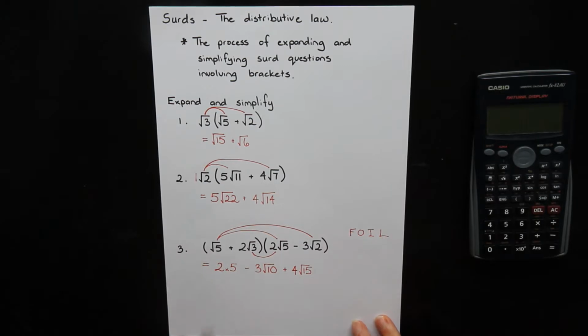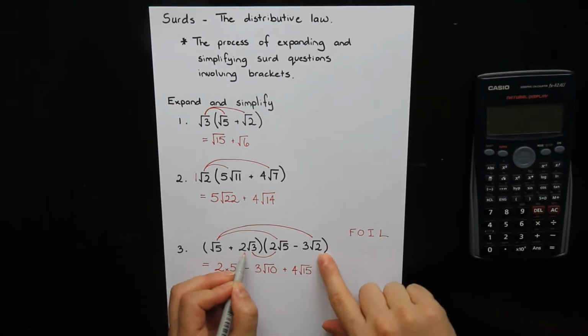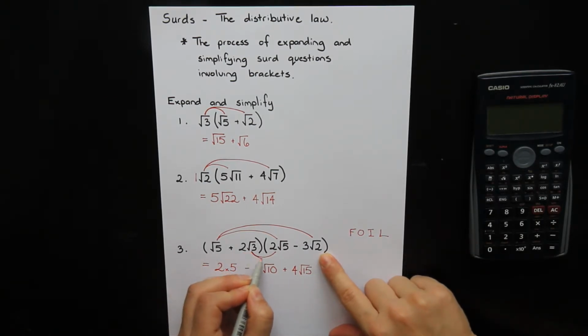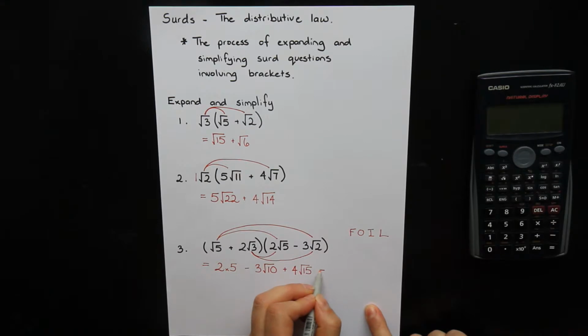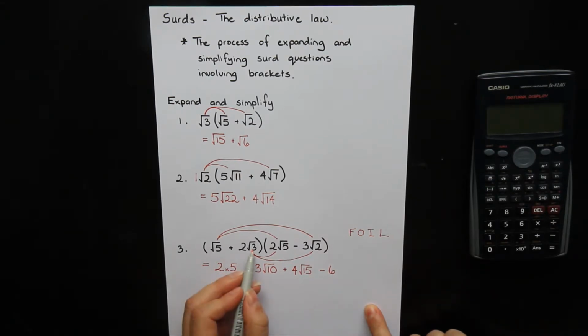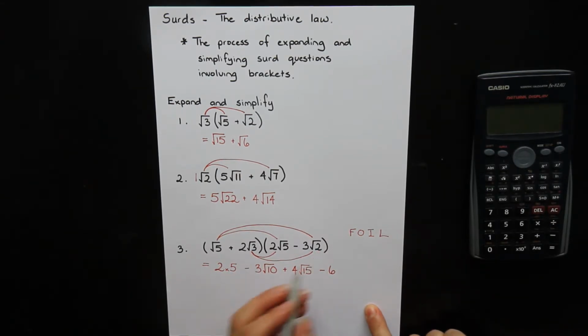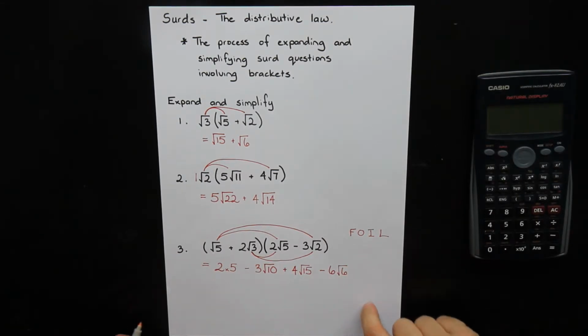Then the L is for last, the last thing in each bracket, that one with that one. So 2 times minus 3 is a minus 6, and root 3 times root 2, 3 times 2 makes 6. So minus 6 root 6.